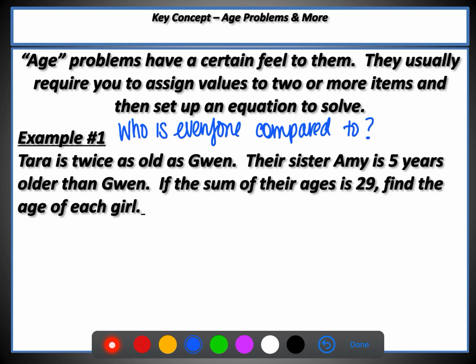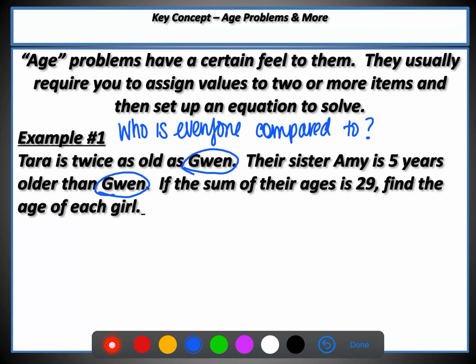All right, so let's read our problem. So Tara is twice as old as Gwen. Their sister Amy is 5 years older than Gwen. If the sum of their ages is 29, find the age of each girl. So who is everybody compared to? They're all being compared to Gwen.